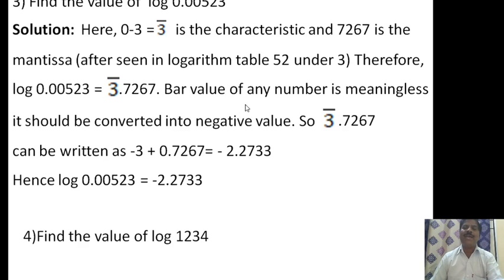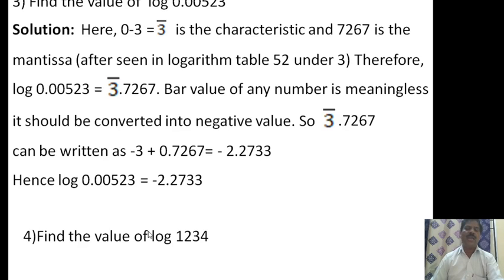But again, the bar value of any number is meaningless. It should be converted into negative values. So bar 3.7267 can be written as minus 3 plus 0.7267. Therefore, after subtracting, we get minus 2.2733. This is the value of that logarithm. The negative value, minus 2.2733, is the value of log of 0.00523.